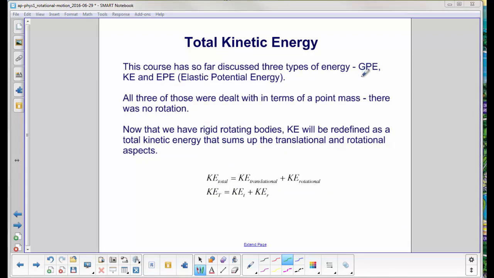So far in this course, we've discussed three types of energy: gravitational potential energy, kinetic energy, and elastic potential energy. All three of those were dealt with in terms of a point mass. There is no concept of rotation. We now have rigid rotating bodies, so kinetic energy will be redefined or expanded as a total kinetic energy right here that will equal translational kinetic energy and rotational kinetic energy. And we will abbreviate them capital T for total, little t for translational, and R for rotational.